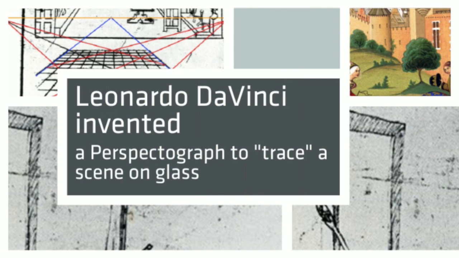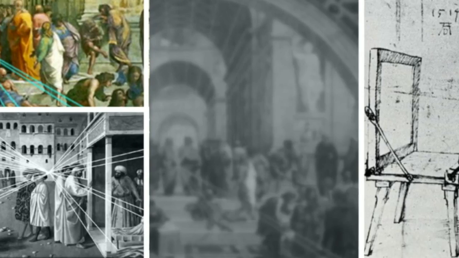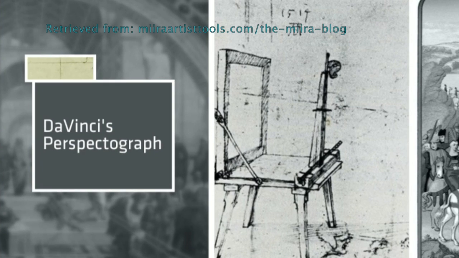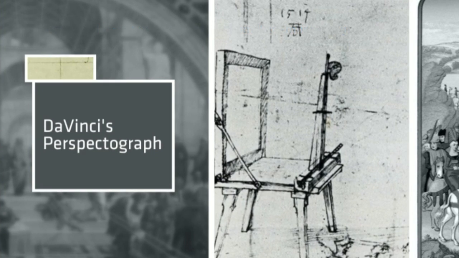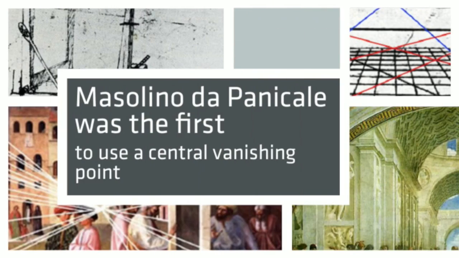Leonardo da Vinci was obsessed with trying to achieve accuracy in his work, so he invented a perspectograph which would allow him to trace a sketch of a scene on glass before he painted it. Perspectographs were used well into the 20th century.